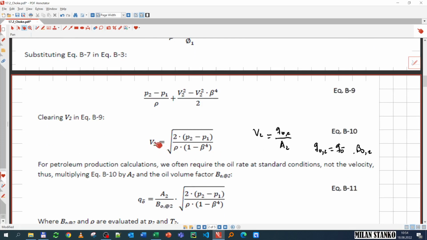The velocity at the throat is equal to the square root of this expression. And then the velocity at 2, I can express in terms of the local volumetric rate of oil divided by the area of the throat.